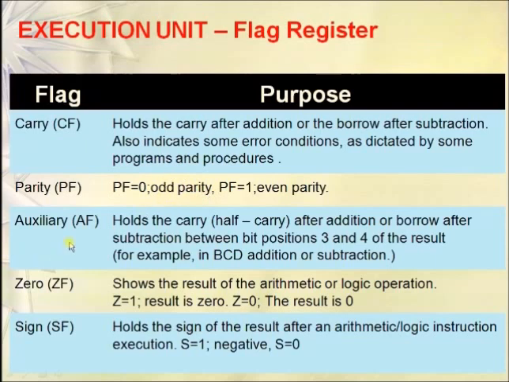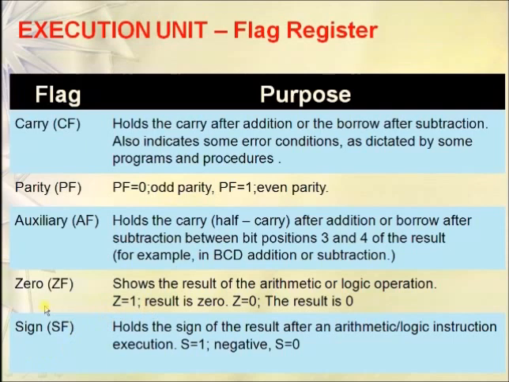Now the auxiliary carry flag. This flag becomes 1 when there is a carry from the lower nibble to the higher nibble. This flag is mainly used in the case of BCD addition and subtraction. Now the zero flag. After an arithmetic or logical operation, if the result obtained is 0, then this flag will become 1, indicating that the result is 0.